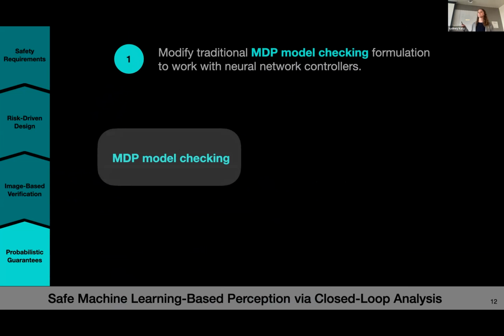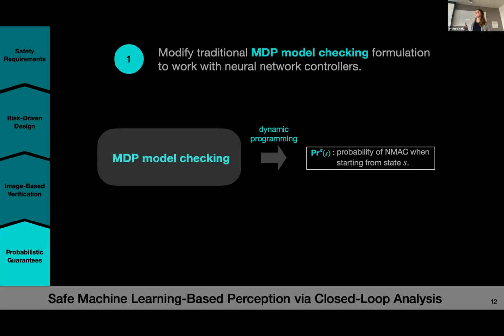So starting to just dive into each of these steps, starting with the MDP model checking step. Essentially, without going into too many details of how MDP model checking works, I'll just say that it's a method that allows us to use dynamic programming to determine the probability of satisfying a safety property when we start from any state in our state space and use our neural network policy. So for example, for the aircraft collision avoidance problem, we can use it to determine a probability of near midair collision, or NMAC, when starting from any state in our state space. And this is essentially exactly the type of probabilistic guarantee that we were looking for.